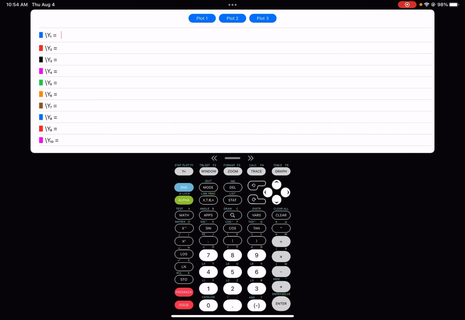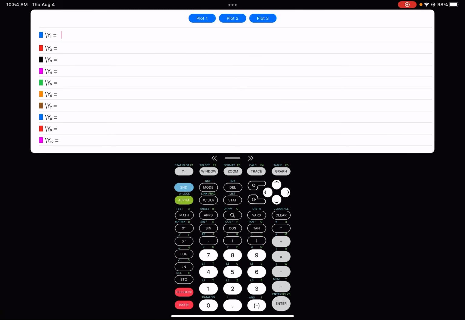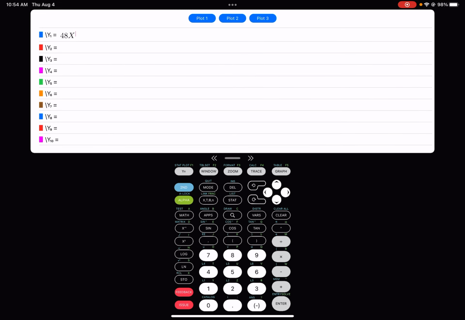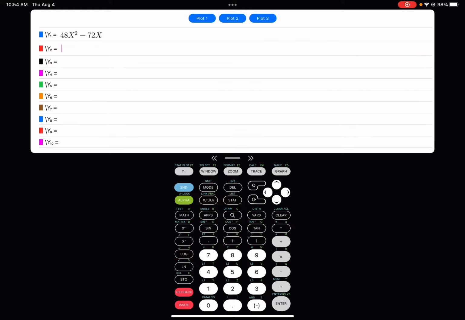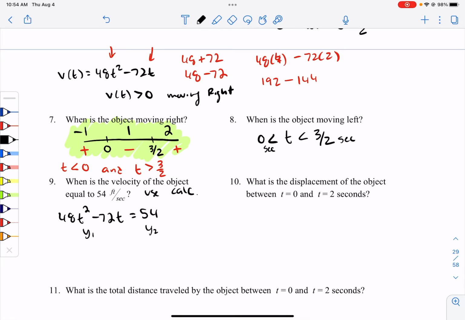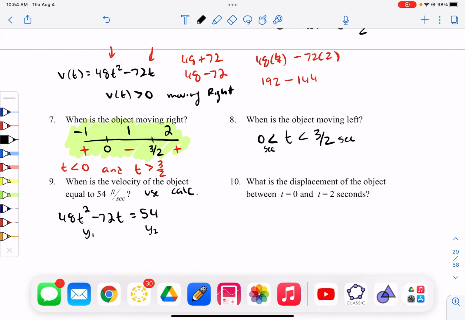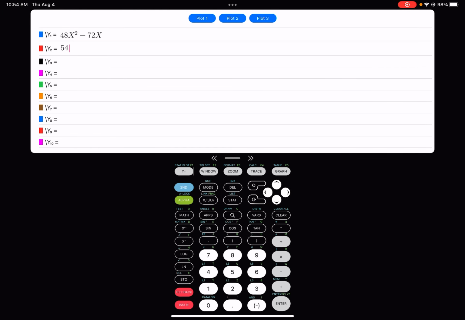Okay, so y1 was, I forgot already, 48t squared minus 72t. So I'm going to do 48x squared. Yes, I know it's not an x, it's a t, but it doesn't matter. Minus 72x. I'm just using what my graph will graph, right? So 48x squared minus 72x. That's my y1. My y2, I want that to equal 54. So I'm going to put y2 as 54.